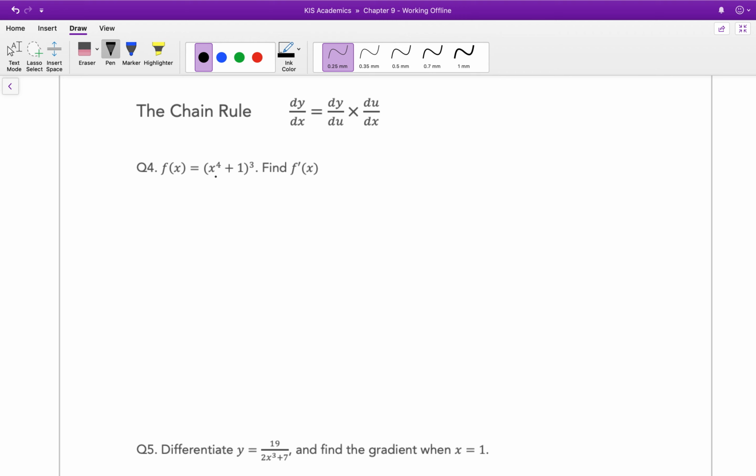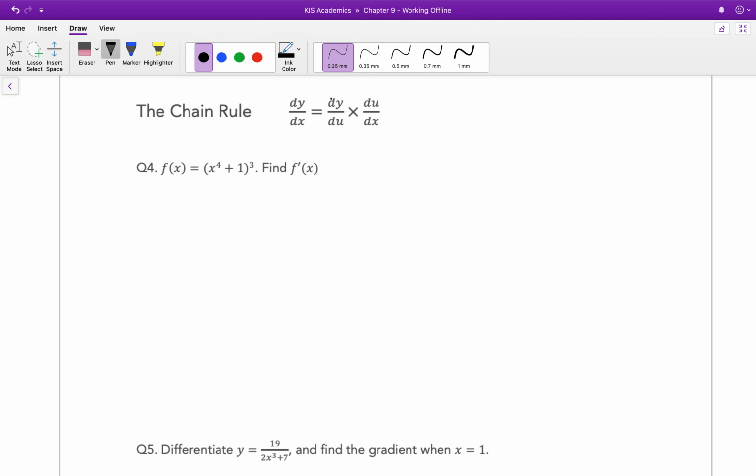We have our inner function, x to the power of 4 plus 1, and the outer function is the entire thing cubed. Now we could expand x to the power of 4 plus 1 cubed and then differentiate each term individually, but that would take a little bit of time. And if we change the 3 to, say, 50, it's pretty much impossible to expand x to the power of 4 plus 1 to the power of 50 by hand. So this is where the chain rule comes in.